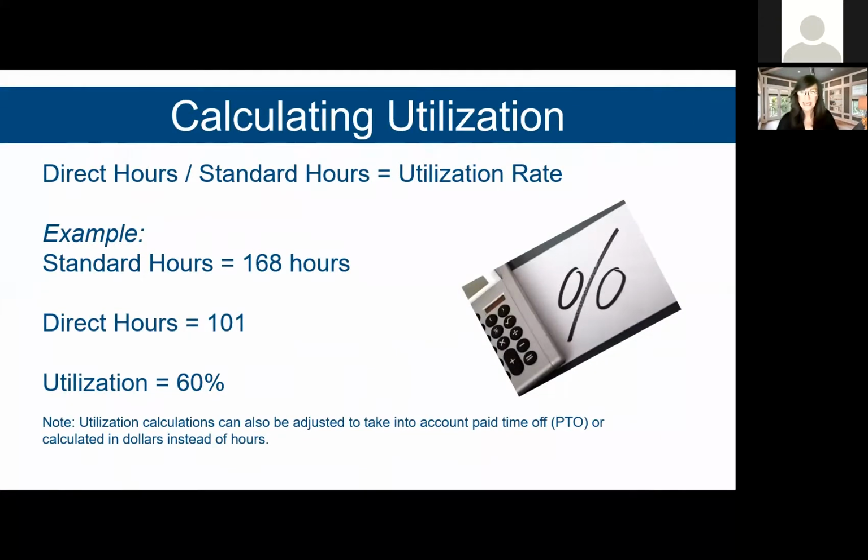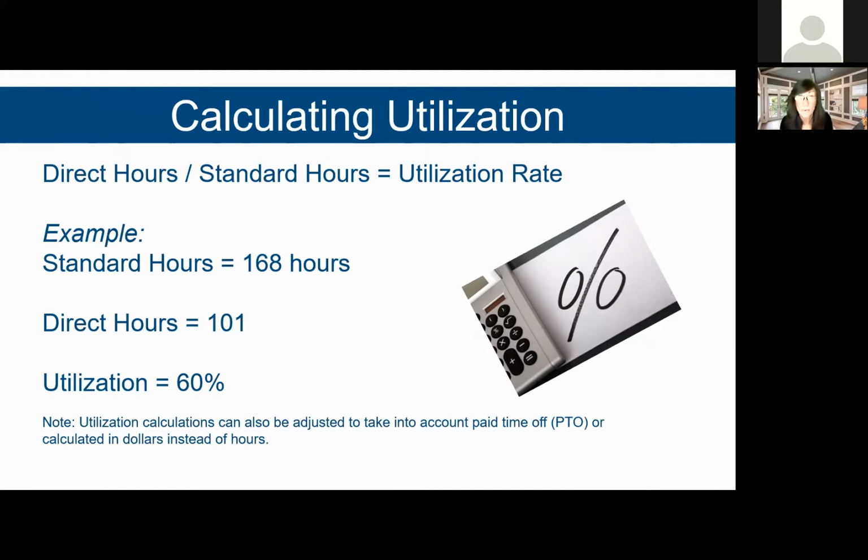So the first thing, I'm going to get into some numbers here. I promise you there's not too many numbers that we're going to talk about, but we need to talk about numbers a little bit. How do you calculate utilization? Now, I will tell you that everybody does it a little different. The way I'm showing you is kind of the standard, normal way that I've seen it done.